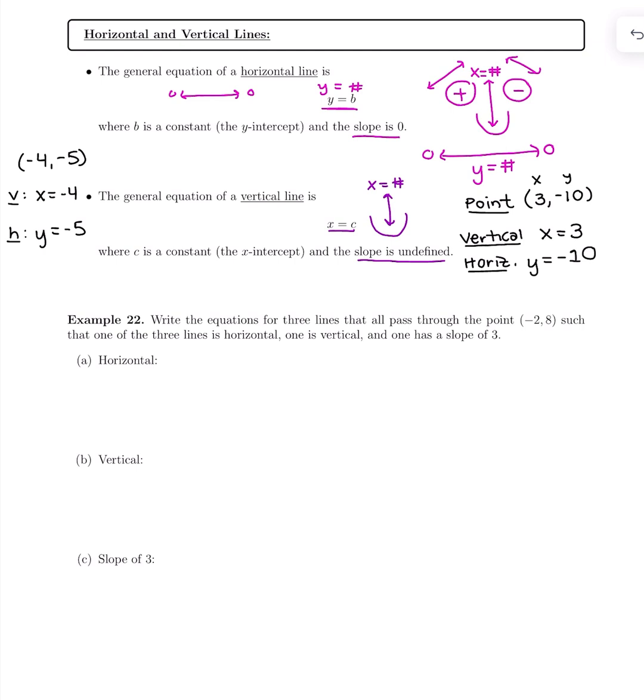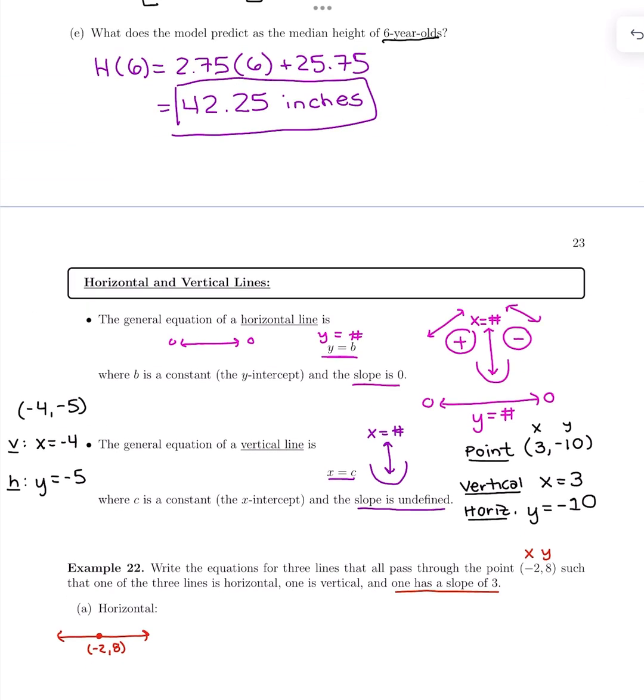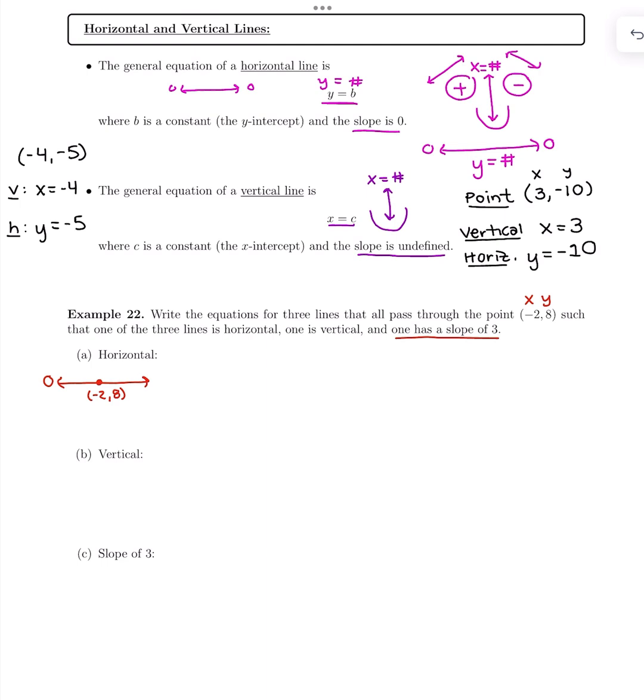So let's do all 3 types of linear equations that we know through this point, negative 2, 8. We're going to be able to do the fast ones, vertical and horizontal, but we should also be able to do one with a regular slope of 3. So if we start with a horizontal line through the point negative 2, 8, that horizontal line would, of course, have a slope of 0. And what is staying the same? Well, the X value is going to go from negative infinity to positive infinity. It's the Y value staying the same. The equation is Y equals 8.